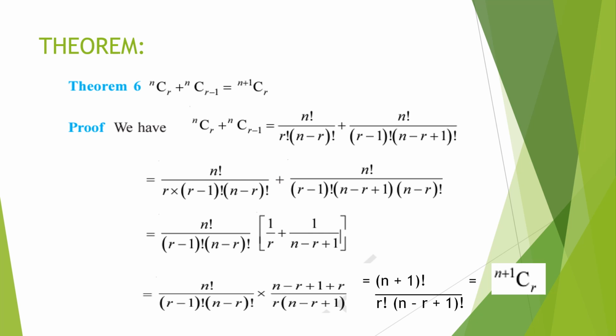I think it is very clear. n plus 1 factorial is n plus 1 into n factorial, like 5 factorial is 5 into 4 factorial. Correct? Same way. And in the denominator you have r minus 1 factorial, n minus r factorial, into r into n minus r plus 1. So that can be written as r factorial into n minus r plus 1 factorial after simplification. So that is equal to the right hand side, n plus 1 Cr. So this is just by the use of formula.